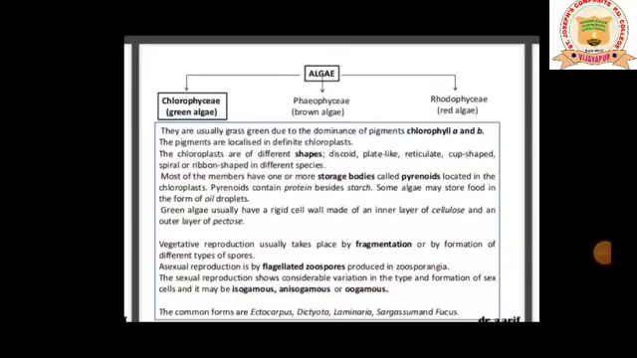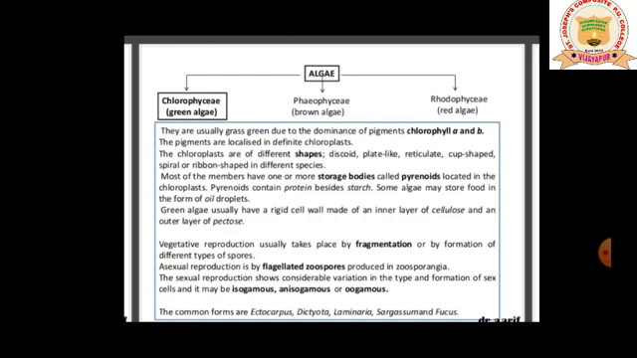Welcome to part 5 of Plant Kingdom. As in our previous video, we are trying to understand more about the algae. I hope each and every point is clear to you. Algae are classified into three classes: chlorophyceae, phaeophyceae and rhodophyceae.